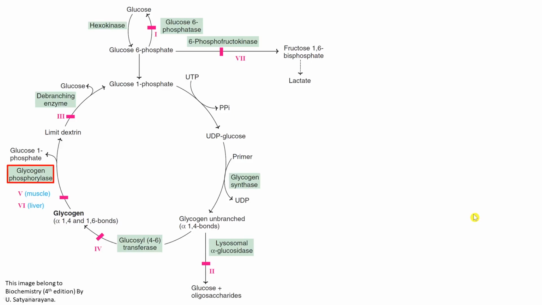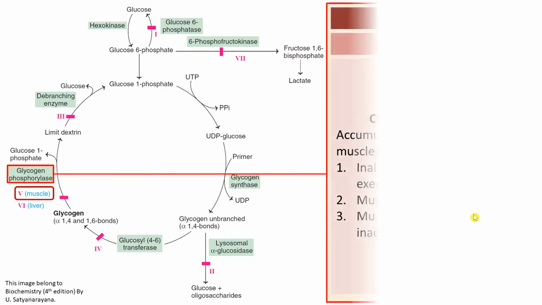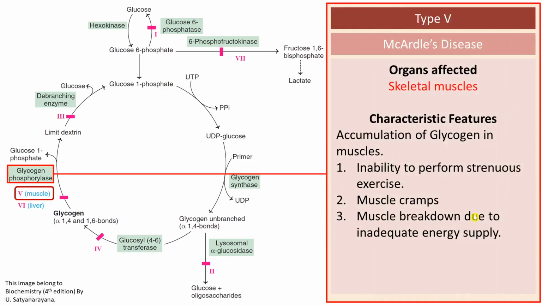If there is deficiency of glycogen phosphorylase enzyme in our muscles, then there will be occurrence of type 5 glycogen storage disease, which is also known as McArdle's disease. The organ which will be affected is nothing but the skeletal muscle, because this type 5 glycogen storage disease occurs due to deficiency of glycogen phosphorylase in muscle. This glycogen phosphorylase in muscle is also known as myophosphorylase, and if myophosphorylase becomes deficient, then of course the organ which is affected will be the skeletal muscles.